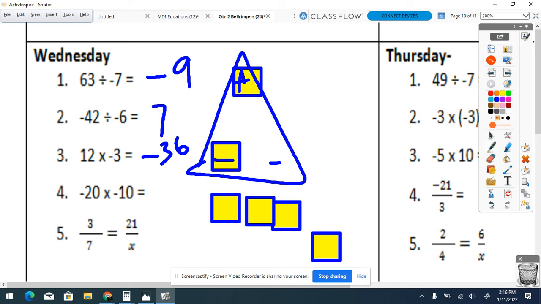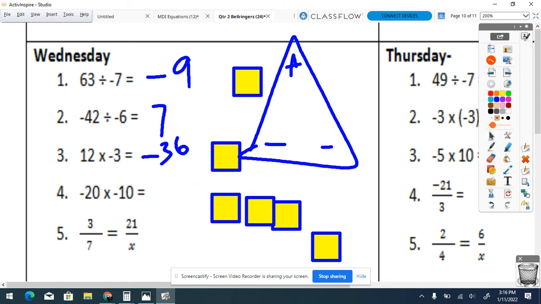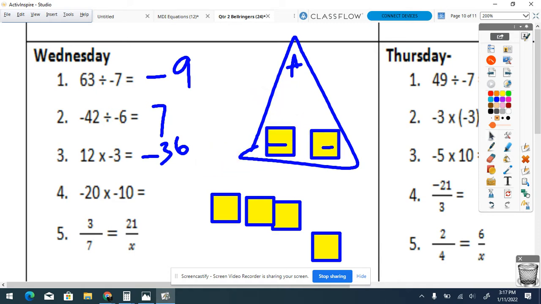And number 4, I have 2 negatives. So I cover up both negatives. I'm left with positive and 20 times 10. Well, a little trick, if you ever multiply by 10, I can just multiply my first two digits. So 2 times 1 is 2, and then I count my zeros. So I have 1, 2 zeros. So my answer is 200.